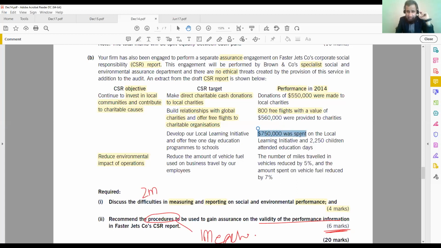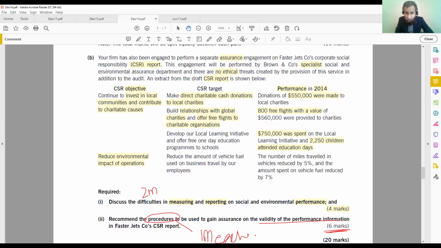$750,000 was spent. Now, something spent, can we check the bank statement or a cash book? $750,000 was spent. So can we again check this to the cash book or the bank statement? And 2,250 children attended the education days. Can we check the attendance register that how many children attended the education day?